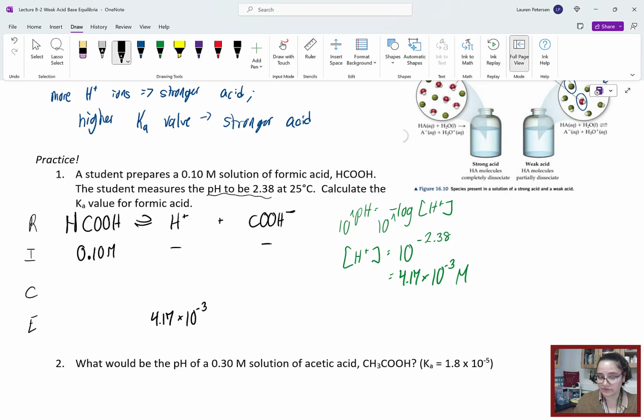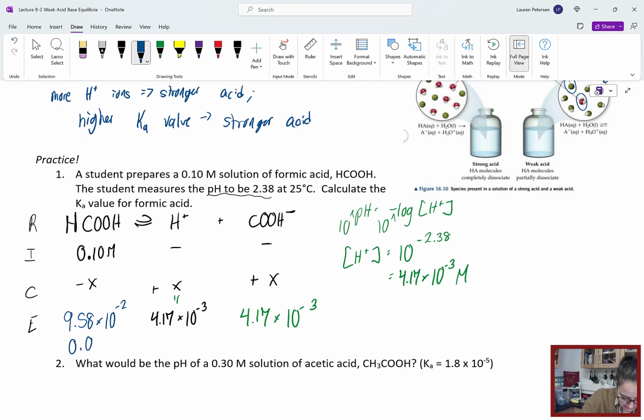Now, if we're thinking about this as a RICE table, we got -x and then +x and +x, because for every one of those that dissolves, it creates 1 and 1. So given that, we know that x is going to be 4.17 times 10 to the negative 3. So our concentration of that one is also 4.17 times 10 to the negative 3. And our concentration here is 0.1 minus 4.17 times 10 to the negative 3, which gives us 9.58 times 10 to the negative 2, or 0.0958 if you're not in scientific notation.